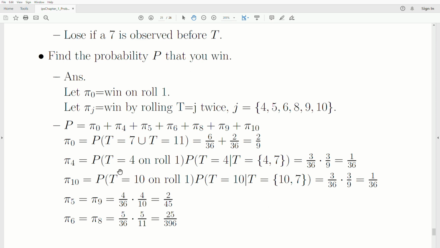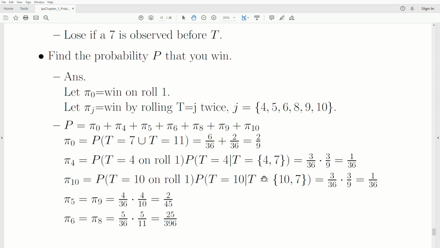Now, pi 4, the probability that we roll a 4 twice and win, is the probability we roll a 4 on roll 1, and then the probability we roll a 4 given that we've stopped. We've either rolled a 4 or a 7. And I'm going to point you back to the first example on how to calculate that. But it's 3 over 36, the number of ways you can roll a 4 on roll 1. And then it's 3 over 9 for the probability we roll a 4 given that we've rolled a 4 or 7. And that is 1 over 36.